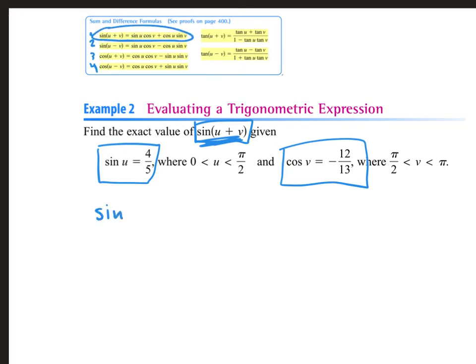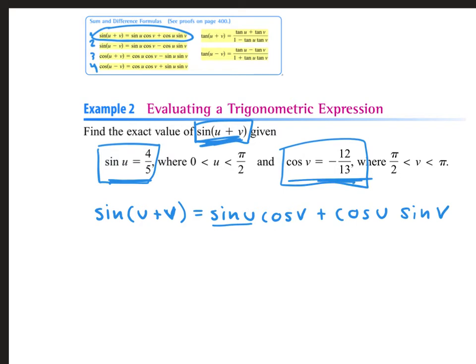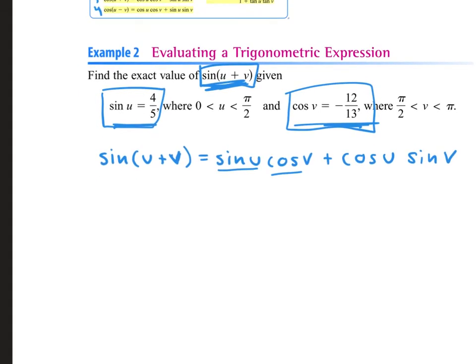So we have the sine of u plus v is equal to the sine of u cosine v plus cosine u sine v. So it gave us the sine of u, which is right here, and the cosine of v, which is this one. But we have to find what the cosine of u is and the sine of v. So we have to do a little bit more work to figure out what that is.